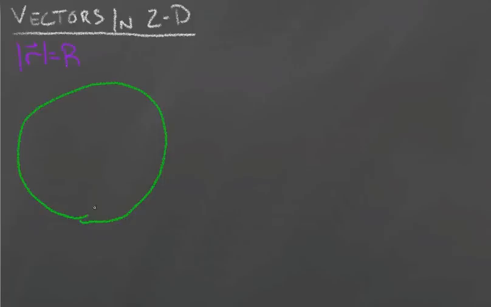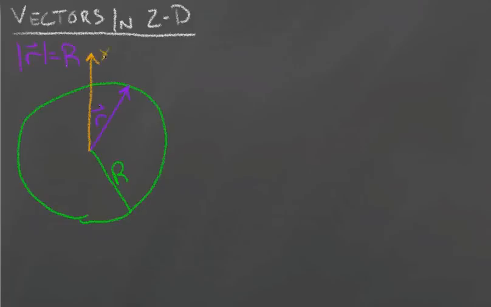we'd see that what we really have is a circle with radius capital R, and each vector r, if you start at the origin, is going to point to some point on this circle. Now, how is that useful?